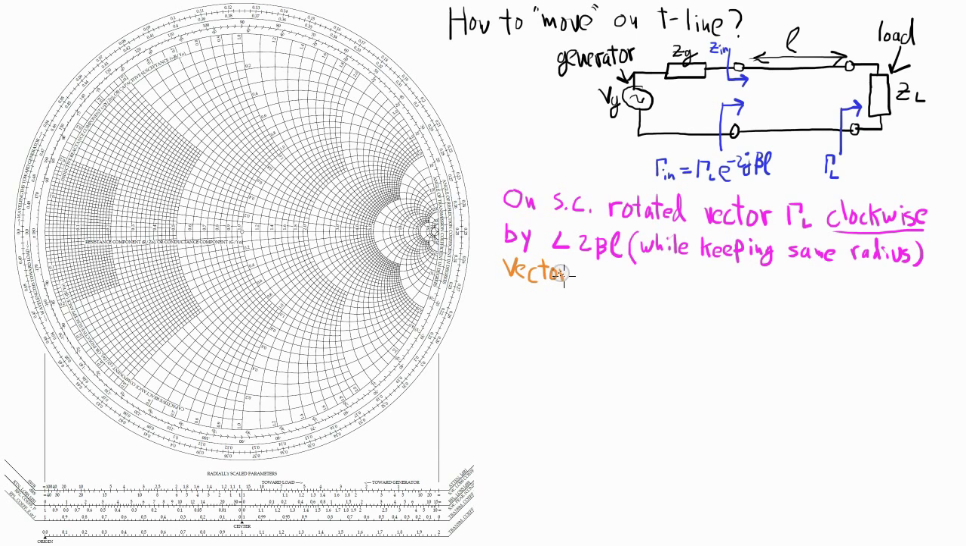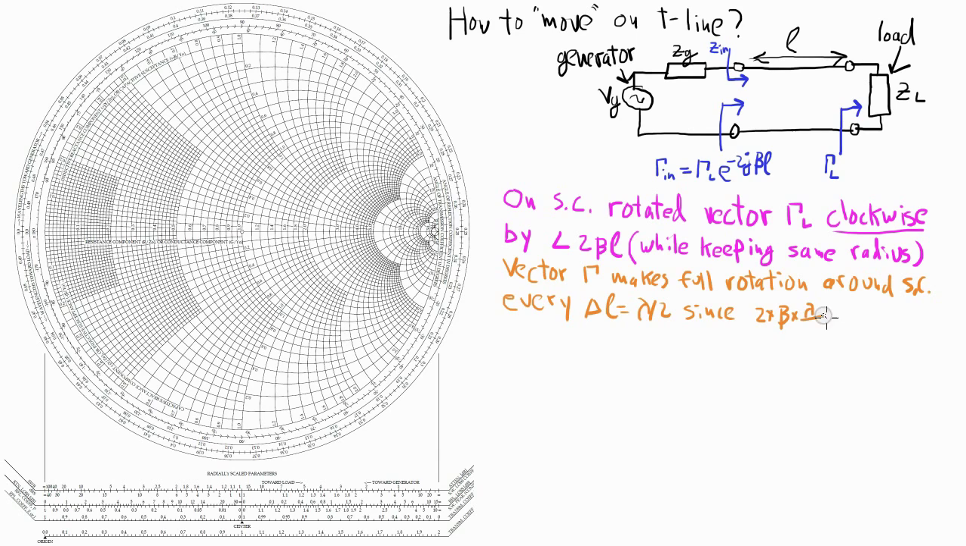Now given a vector gamma, let's say that I rotate it all the way around the Smith chart, so 360 degrees. That implies that I've moved a distance of lambda over 2 away from my load, because the phase of gamma has changed by 2 beta L. 2 times beta times lambda over 2 is equal to 2 pi.